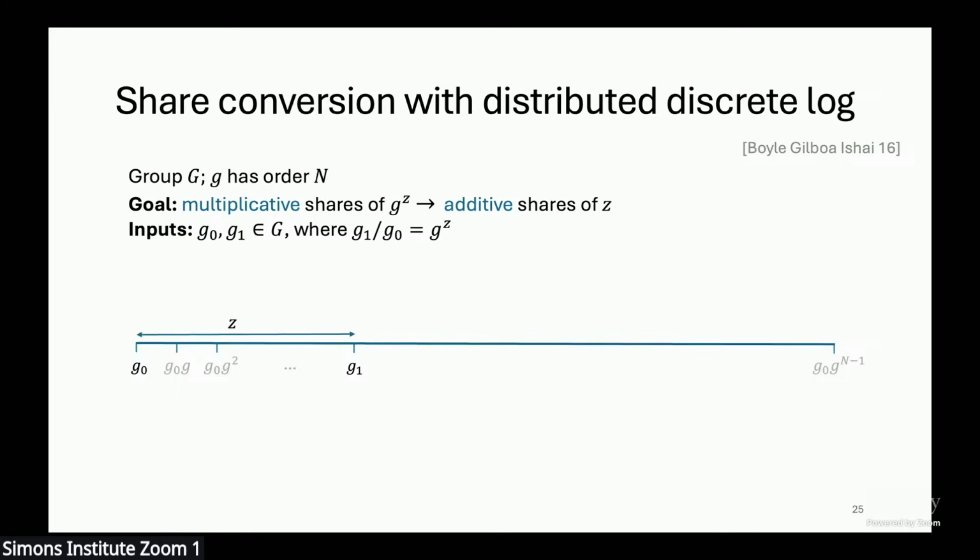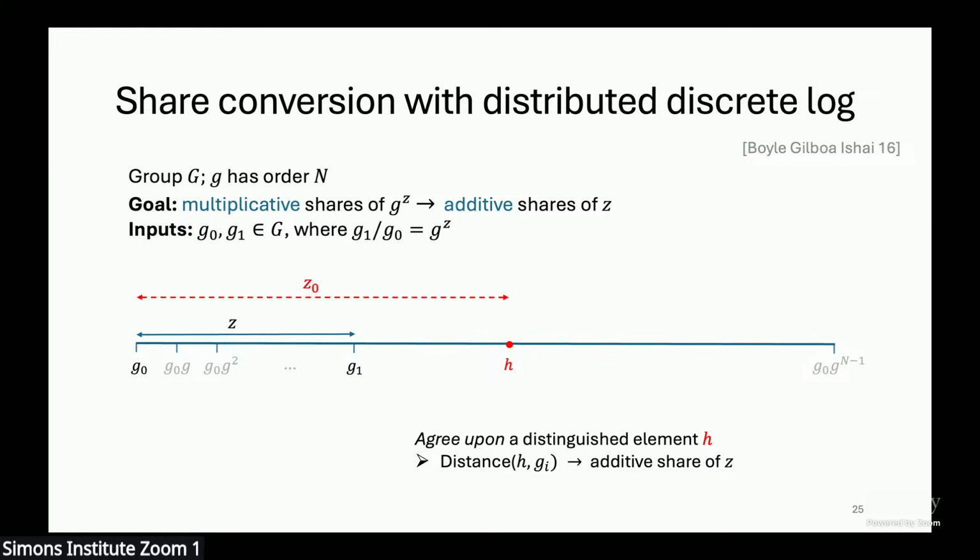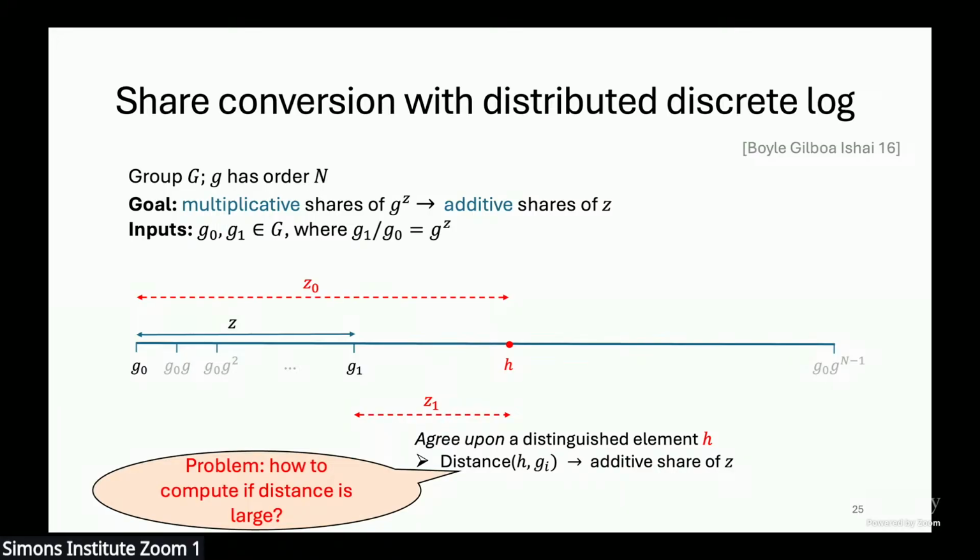Now, if we look at the distance between these two shares, of course, this is going to give us the plaintext z. What we want is a way to compute the shares of this plaintext z without interaction. So as a first attempt, let's say Alice and Bob agree upon some arbitrary, maybe random distinguished element h in the group and compute the distance between the input shares G0 and G1 and h. If they could do this, then these are now subtractive shares of the input z, right? Z0 minus Z1 gives us z. Of course, the problem is they can't compute this, right?